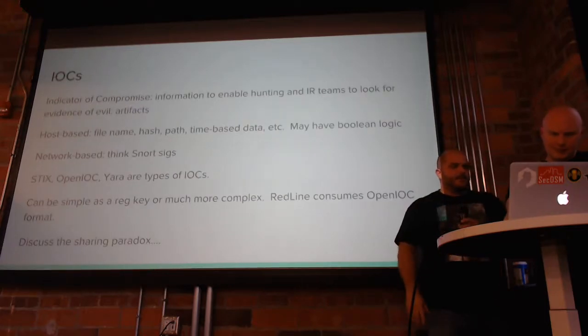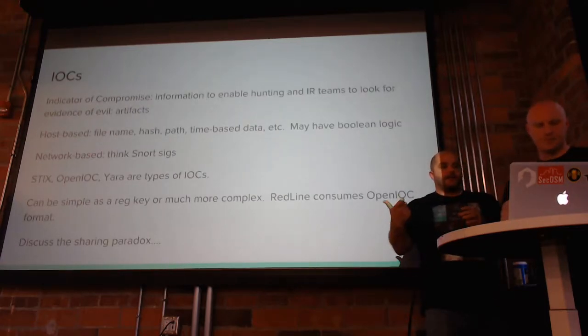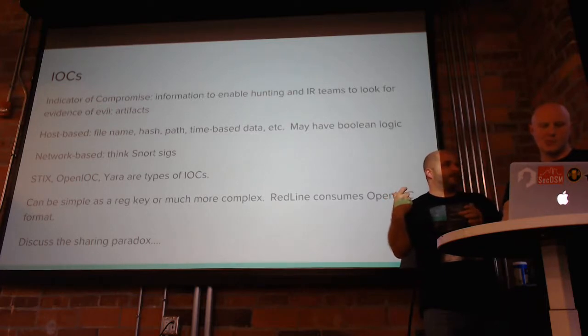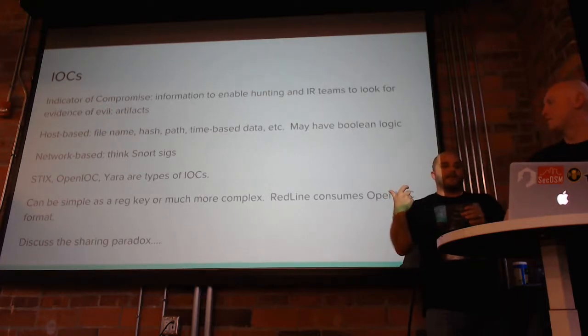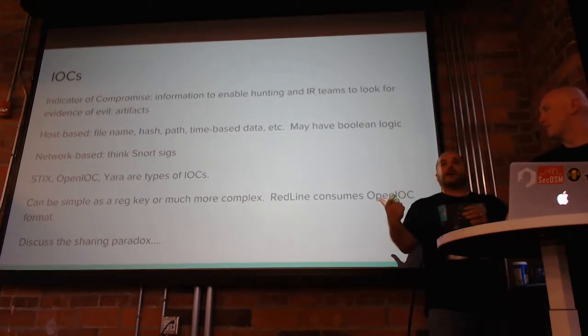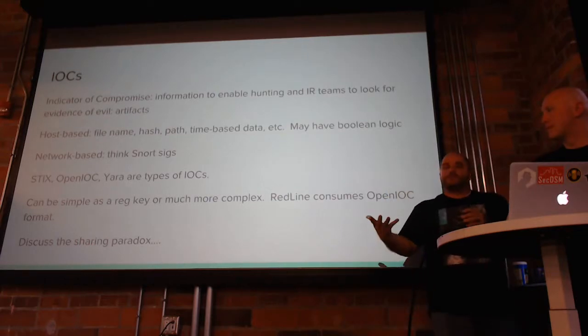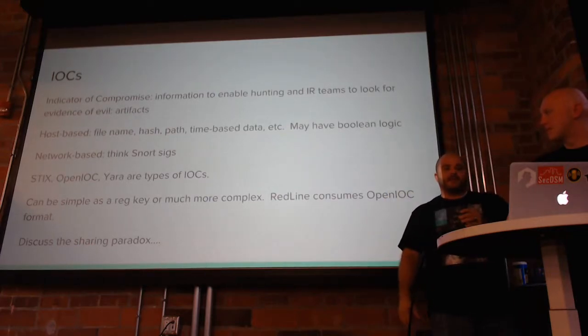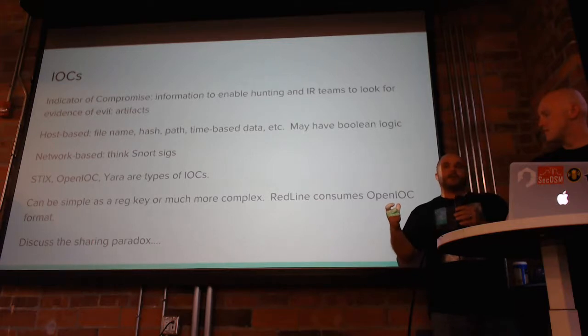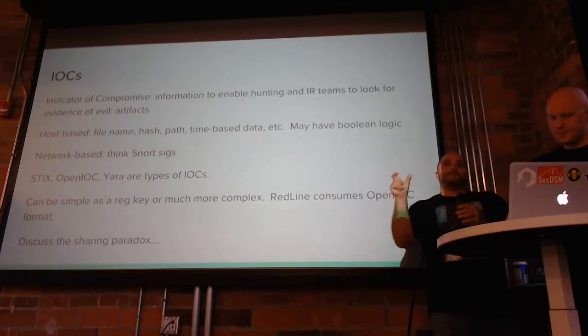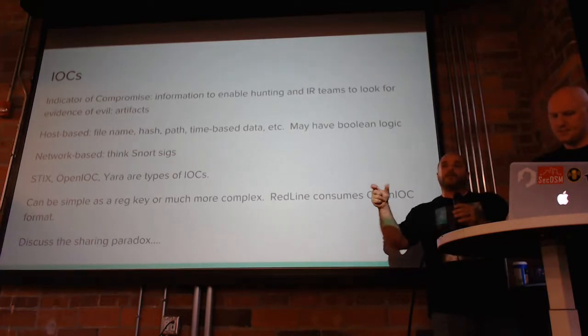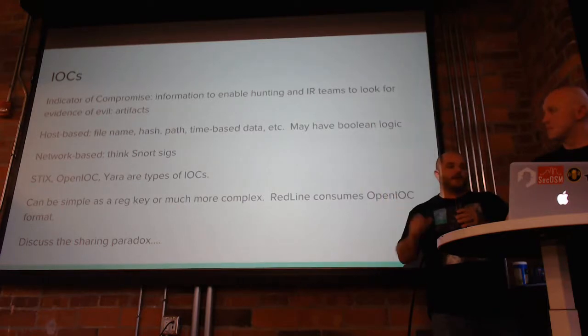What's next? All right, so I'm going to go to IOCs, and I'll just touch on this. Nate, you probably want to talk more about this. But that's an indicator of compromise: information to enable hunting and IR teams to look for evidence of evil. They're artifacts. They could be host-based, file name, hash. You've used some of these before, I'm assuming. Time-based data, et cetera. And then typically you may have some Boolean logic based on what you're using them in. This directory and this or this, and you can fine tune it there.